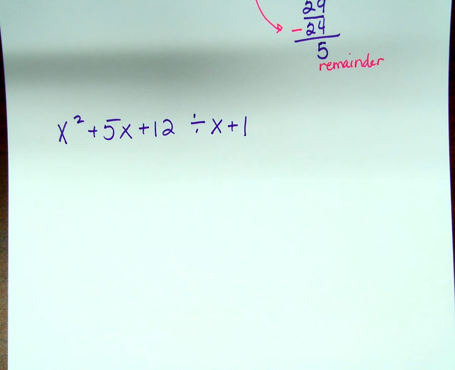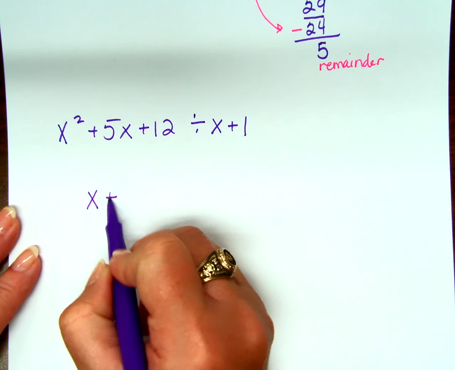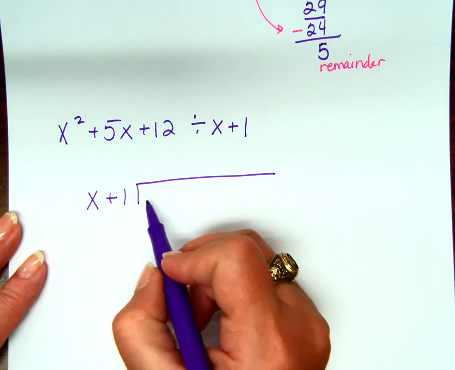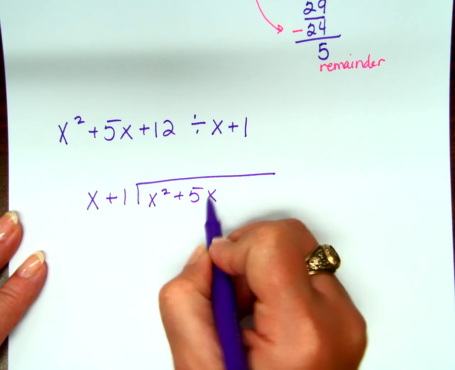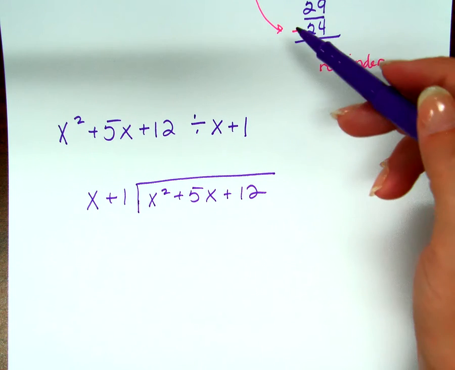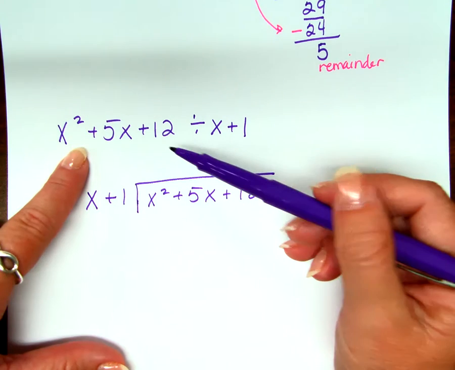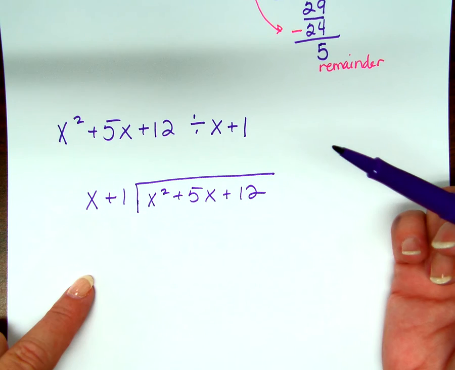Okay, so what do you think goes where? So we have one of these, right? We have a vinculum, and this x plus 1 goes on the outside. What do you think goes on the inside? Now, based on what we just did, is that logical? Yeah, right? It's logical. What we're dividing goes underneath. What we're dividing by goes on the outside, right?